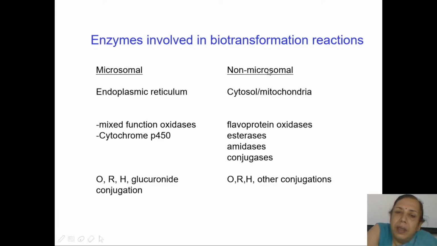You have non-microsomal enzymes which are present in the cytosol, which may be present in the mitochondria, and the enzymes which are involved in these non-microsomal pathways of metabolism. They include flavoprotein oxidases, esterases, amidases, and conjugases. So you see these enzymes also bring about oxidation, reduction, hydrolysis, and other conjugation, like I have said, conjugases. So conjugation reactions other than glucuronide conjugation are brought about by non-microsomal enzymes.